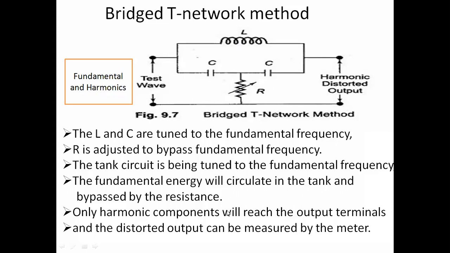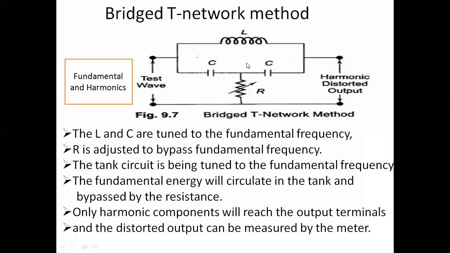So we have to make the tuning of the L and C by these L and C values. These values will be tuned to the fundamental frequency, and that fundamental frequency is bypassed through the R. So through the R we can adjust in such a way that the fundamental frequency is bypassed through the R resistor, and the remaining frequency components will reach the output stage.